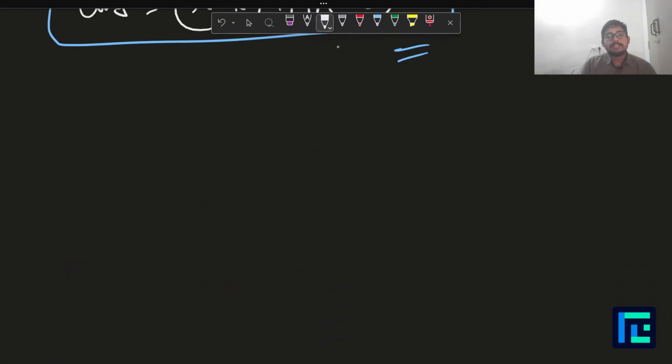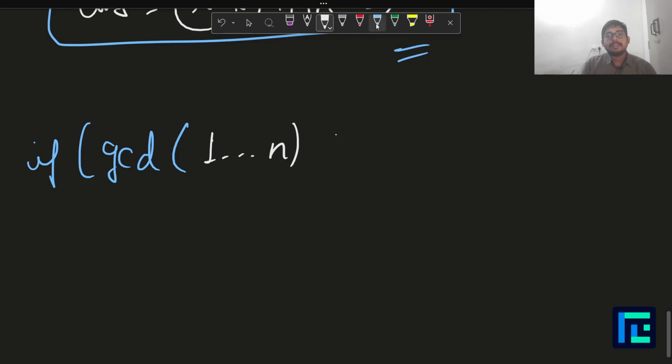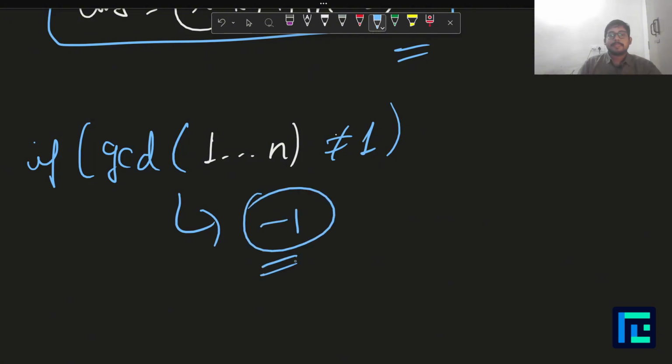So you can consider that as a base case only: if the GCD of the whole array is not equal to 1, then you can say your answer would be minus 1. Okay.